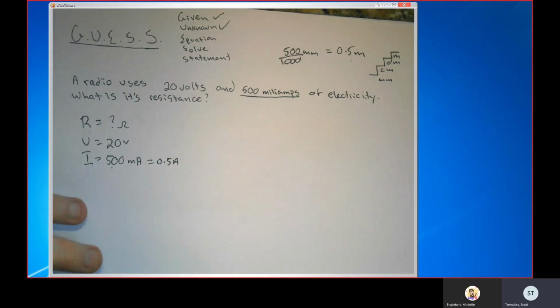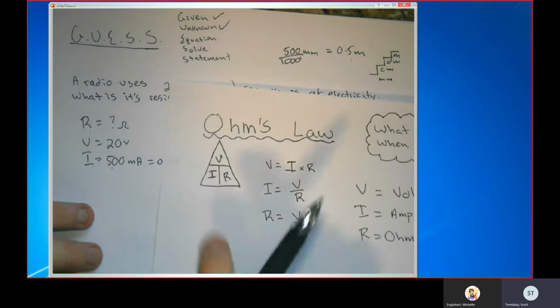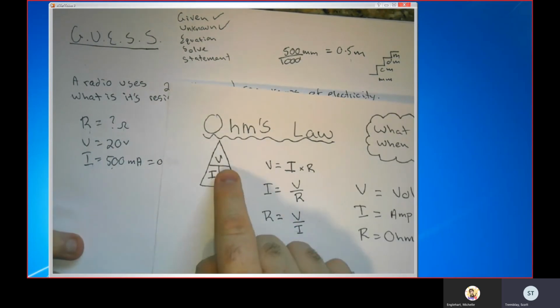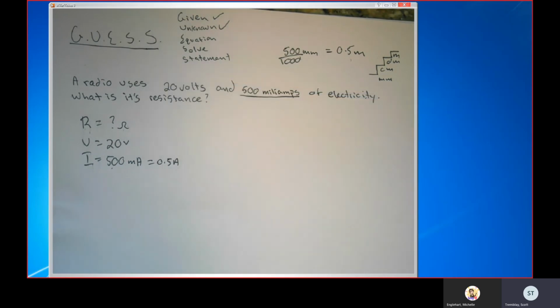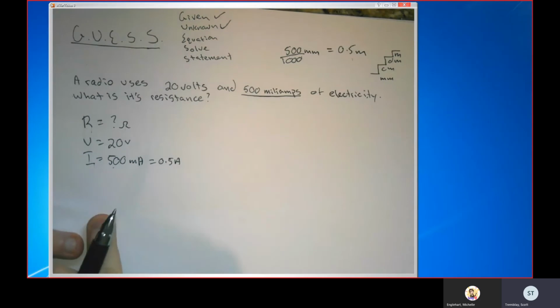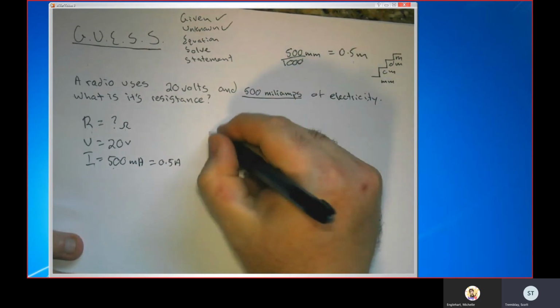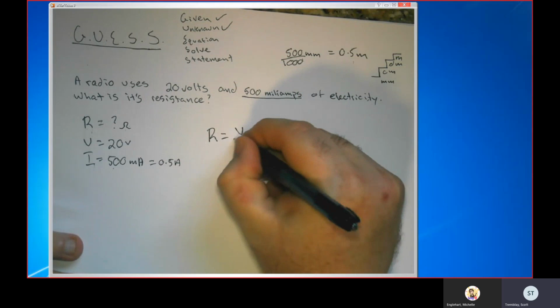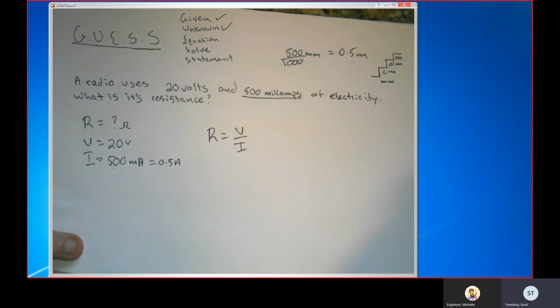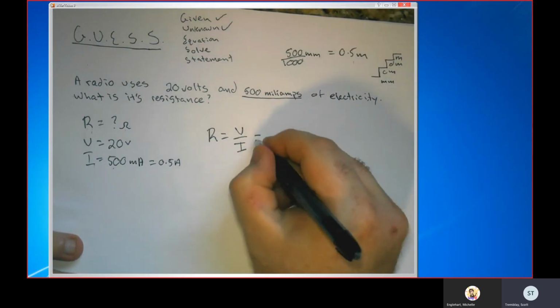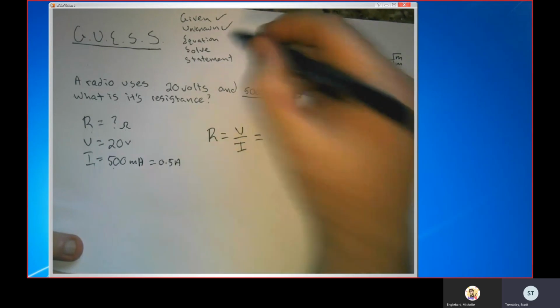Equation. Well, I go back to my Ohm's triangle, looking for R, put my finger over R. What do I have? V over I. So you can write it down here, you can write it up here, doesn't matter. R is equal to V over I. There you go, I got the equation. Now I want to set up the equation.